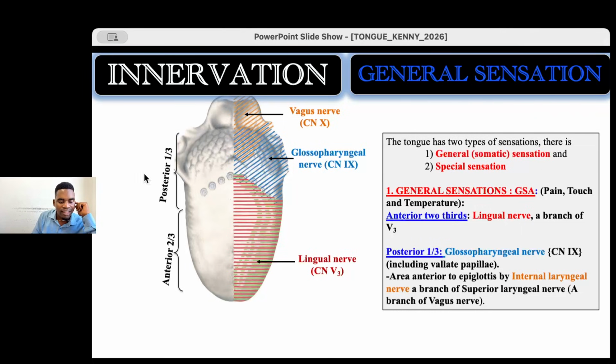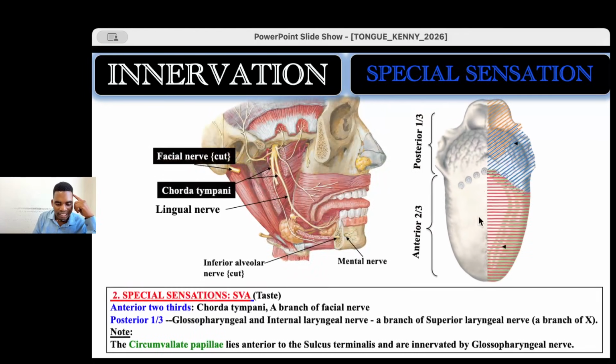And then the posterior 1/3 of the tongue is receiving general sensation from 2 nerves, the glossopharyngeal nerve, which is cranial nerve number 9, and the vagus nerve, which is cranial nerve number 10. Now, let's talk about the special sensation of the tongue.